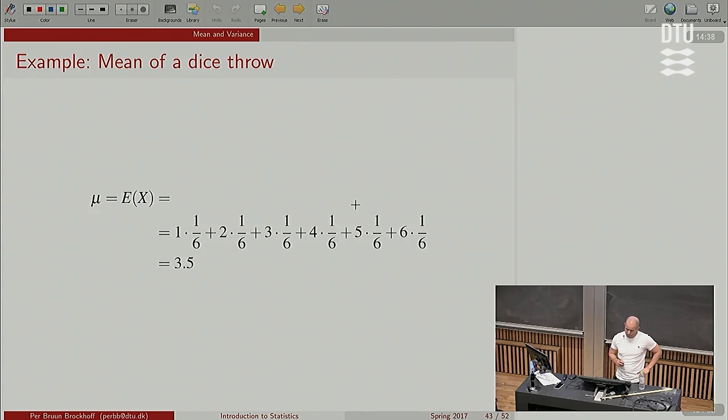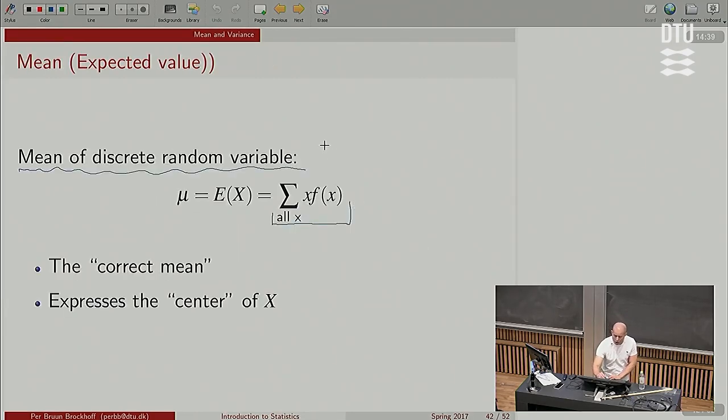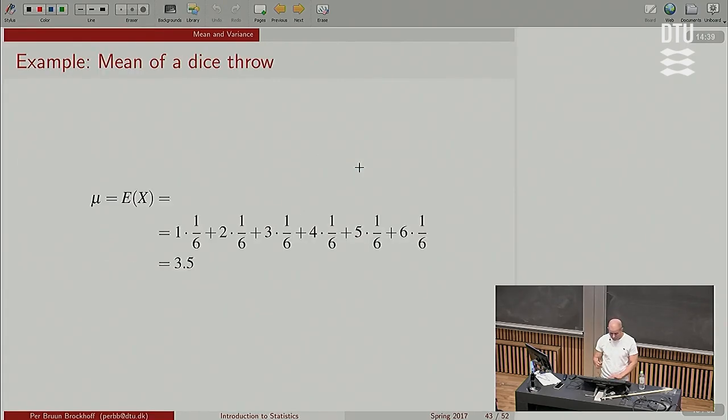For instance, one throw with the dice, 1 to 6, fair dice, right? What's the expected value? What's the mean of one random throw with the dice? Well, if I use my definition, I should collect all possible outcomes. That's 1 to 6. I should multiply each of them with the probability they occur. And then I should add all those things up. So I take each possible outcome times 1/6, add them up. In this case, it's of course just the average of the numbers 1 to 6, which is 3.5.